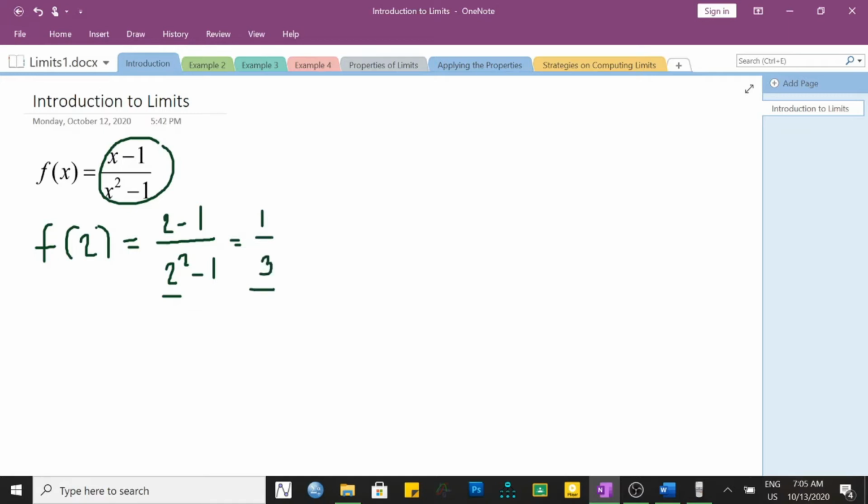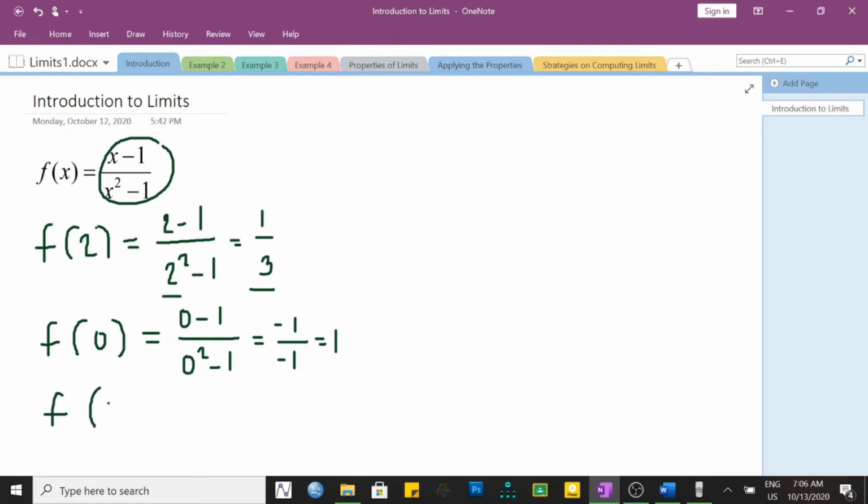If we want to evaluate the same function at a different x value, say 0, we would compute 0 minus 1 all over 0 squared minus 1. We would have negative 1 over negative 1, that is positive 1. Or, let's try a negative fraction. We have negative 1/2.